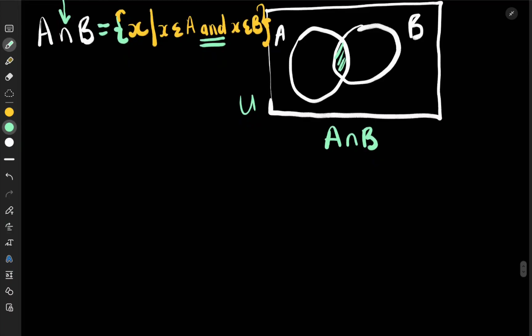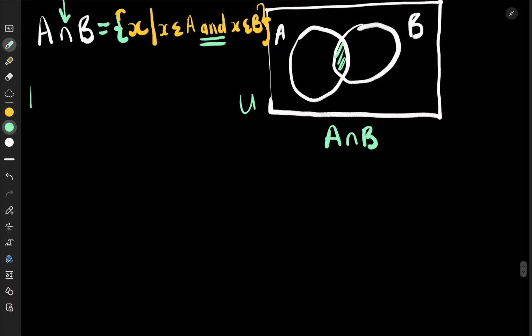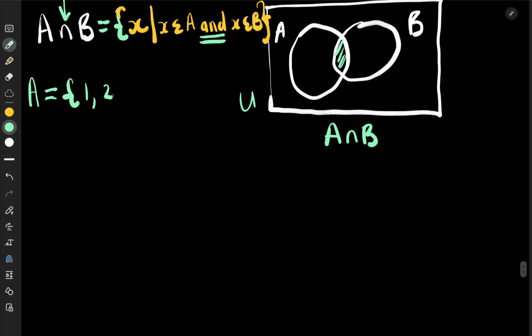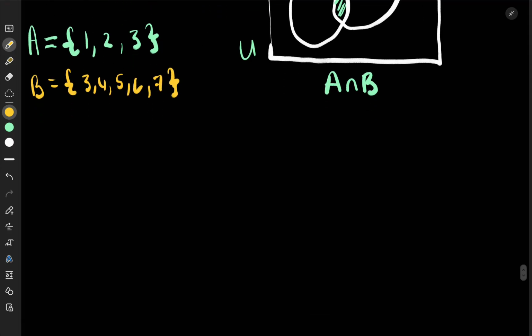If you were to look for any situation, you should just make sure that whatever you put in A intersection B is in both. So if we had the last example, let's say A is 1, 2, and 3. These are the elements in here. And let's say in B we have 3, 4, 5, 6, 7. Now if we say, what is A intersection B going to be? It's just something which is both in A and in B.